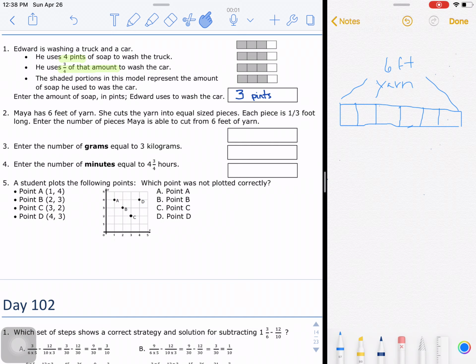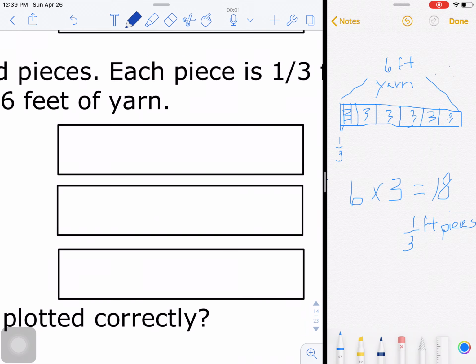And what I see is that from each foot, I get 3 pieces if I break it into thirds, right? So each of those is 1/3 of a foot. And what I see from this is that each foot has 3/3. So this is 3, this is 3, this is 3, and so on and so forth. So I can find how many pieces by going 6 times 3. So I would have 18 1/3 foot pieces. So 18 pieces of yarn.